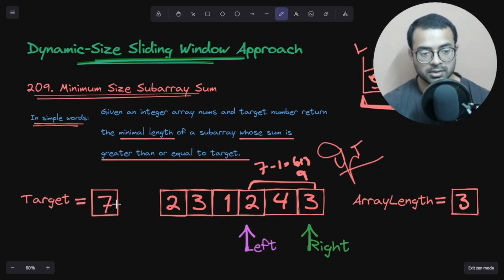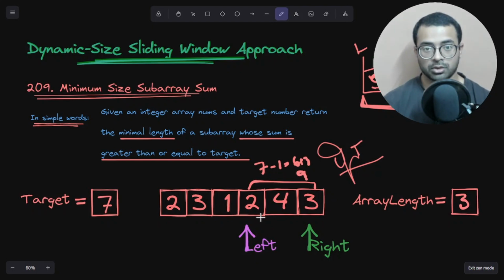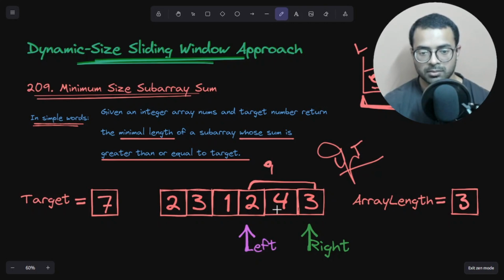So 9 is greater than target, so we are going to look at the size of this subarray. Size of this subarray is 3, which we have already seen. So at the moment we are not going to change array length, but we are going to move this left, because we have to check whether there is a shorter array that can satisfy our requirement. So I am removing this and I am writing down 9 here, which was the sum of these 3 elements in this subarray.